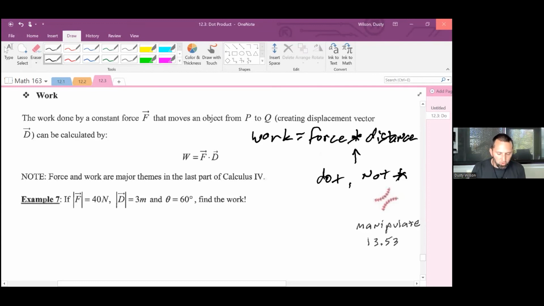So note, force and work are major themes in the last part of Calculus 4. So we're talking about it a little bit here. Work might have come up a little bit in Calculus 2, but really what we're trying to do is set things up for Calculus 4 and also maybe a little bit for physics and engineering. Let's look at a manipulate.